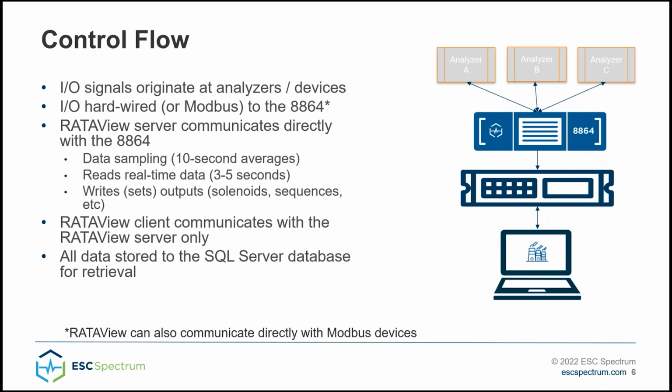So how does the data flow in RATAView? All of the I/O points come from the analyzers and are wired in, or they can communicate via Modbus to the 8864. The RATAView server talks to the 8864. It collects 10-second averages from the 8864 and stores those averages in the database, and it displays real-time data to the application. It also tells the 8864 when to start or stop sequences.